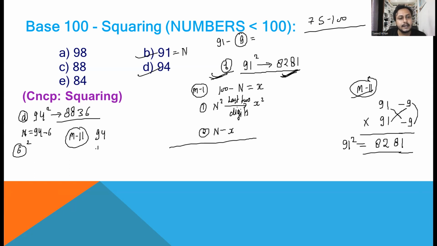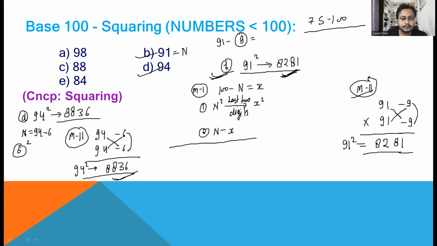Write it down like this: 94 means minus 6, minus 6, less than 100. To get the last two digits, just multiply these two: minus 6 and minus 6, what will you get? Plus 36. This is the last two digits of 94 square. To get the remaining digits, either add this one or this one, both are the same thing. 94 minus 6 is 88, so 94 square is 8836. Got it, guys?